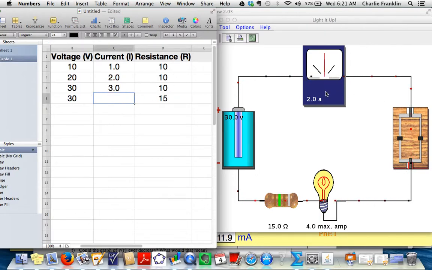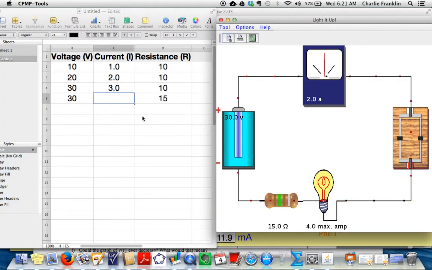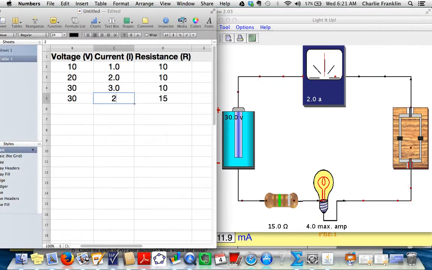And what happened to the current? The current went back down to 2.0 amps. So, keeping voltage constant, as resistance increased, current decreased. So what kind of variance is that?